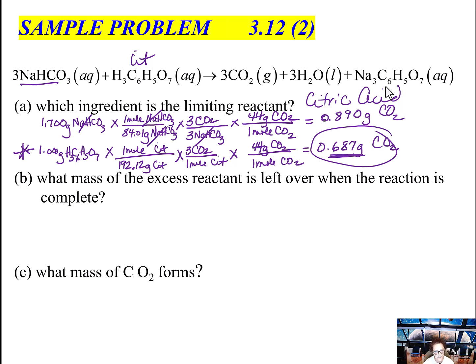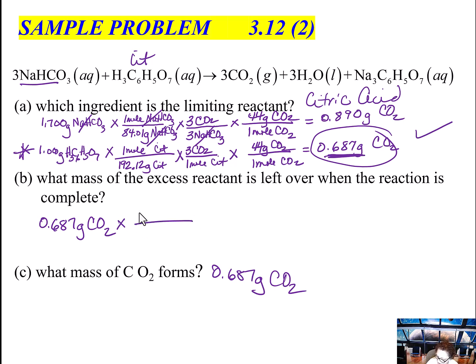What mass of the excess reactant is left over when the reaction is complete? To figure this out, I'm going to come back to my CO2, 0.687 grams of CO2. That's what I am going to make. Since I'm looking for the excess reactant, I'm looking at the sodium bicarbonate, because it is what is left over. So I do the same thing I was doing up here, but I start with the amount of CO2 I know I can make. It's 44 grams in 1 mole.